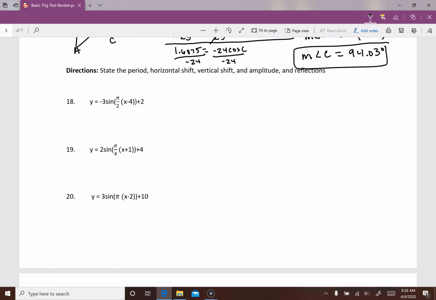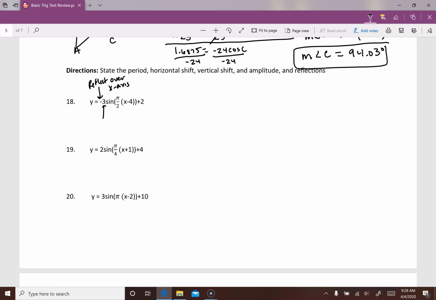All right, here we go. On this one, we need to identify the period, the horizontal shift, the vertical shift, amplitude, and reflection. Let's just go straight down the line, and then we'll actually deal with period last because that does require some math. So here this negative means reflect over x-axis.